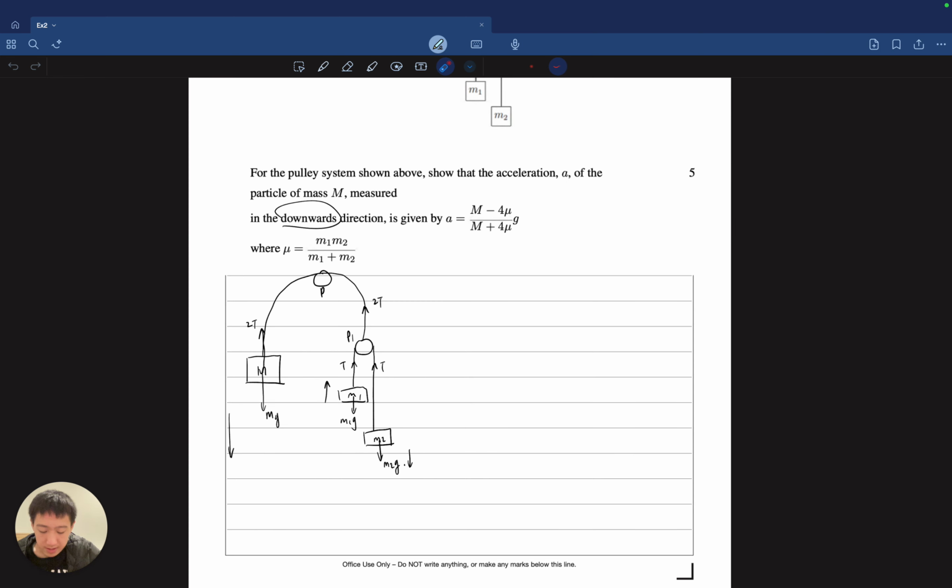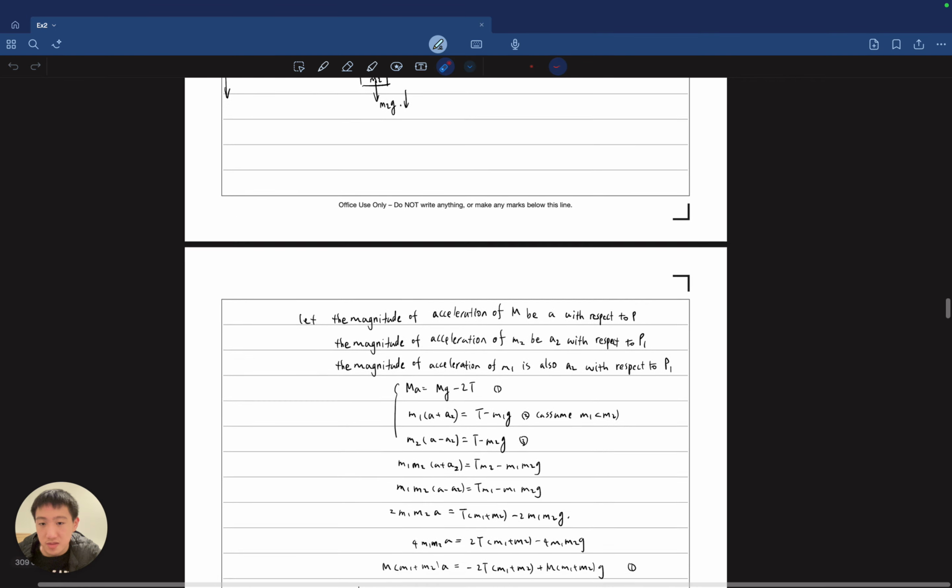So I'll let this be a2 moving downwards, and this must be moving up a2 also, at the same acceleration, because they're connected by an inextensible string. However, we need to know that the a2 here is with respect to Q1, so the first pulley is moving up with respect to P1. However, P1 is also moving up, so you need to add up these two accelerations. Now I think we can move to the next step.